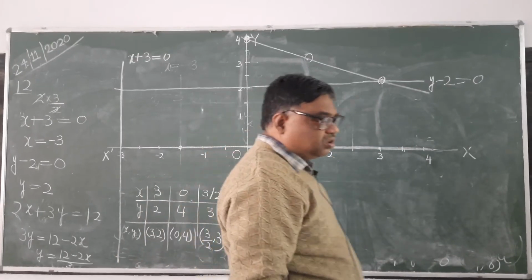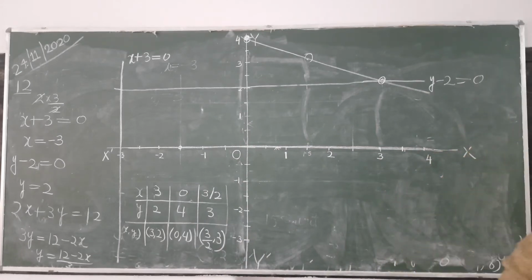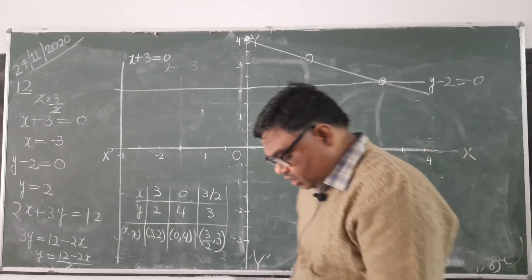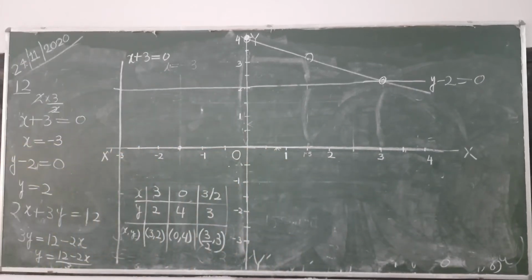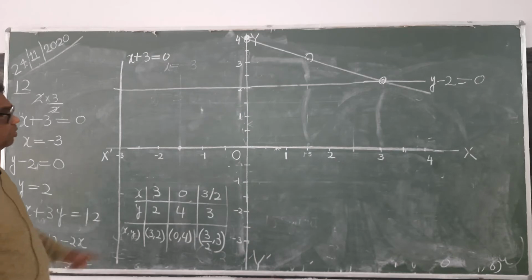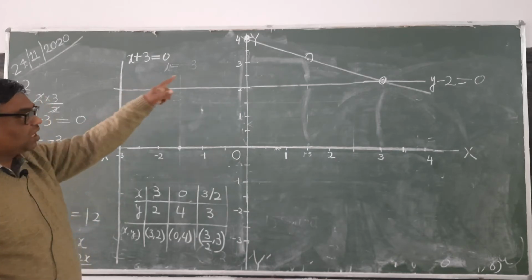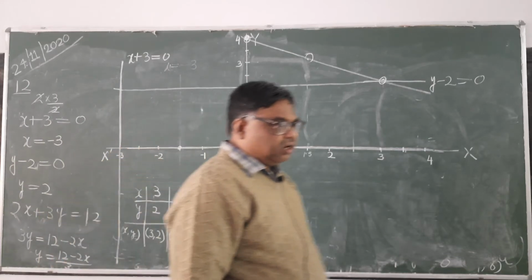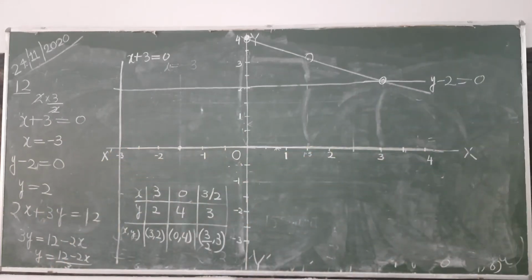Now see here, in the next part you have to find area of the triangle formed by these lines. Write down the coordinate of the vertices of the triangle formed by these lines. These lines means one line is this, other is this and third is this. Here it will not be possible to find it. But if you see here, if you close this, you complete this.